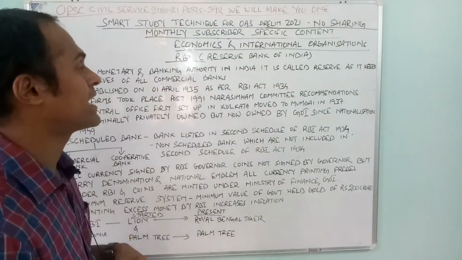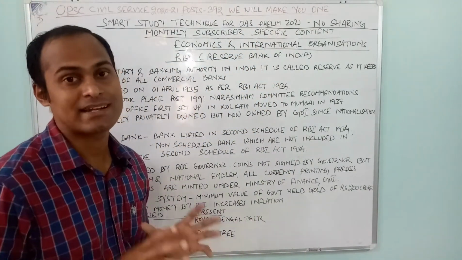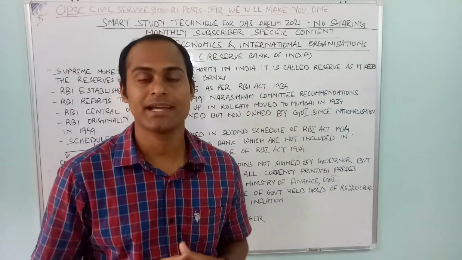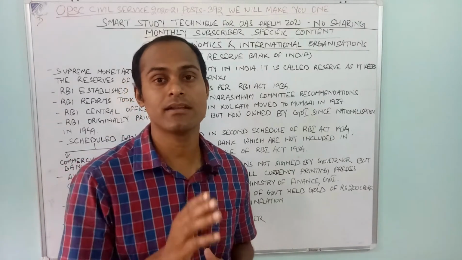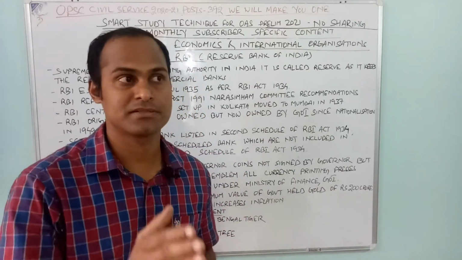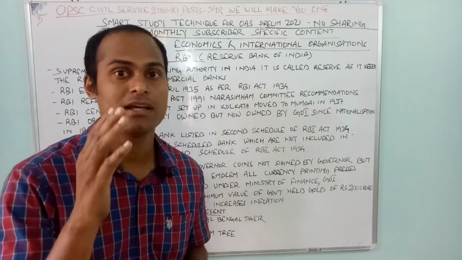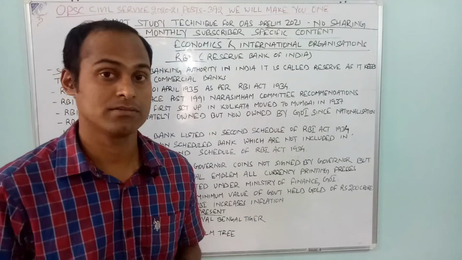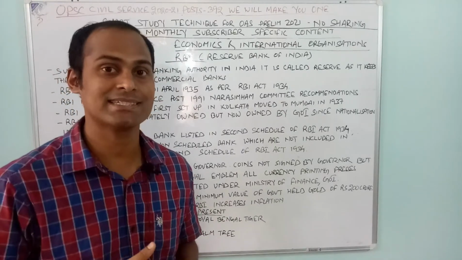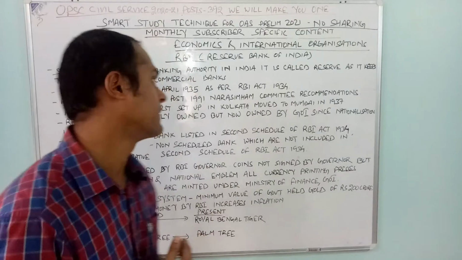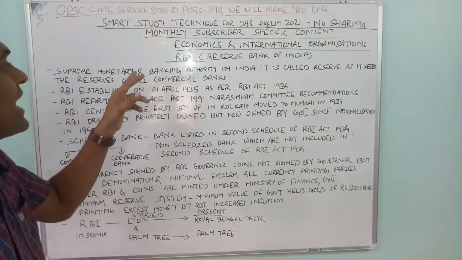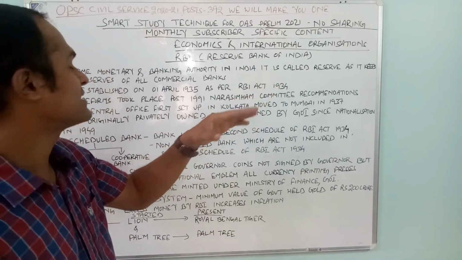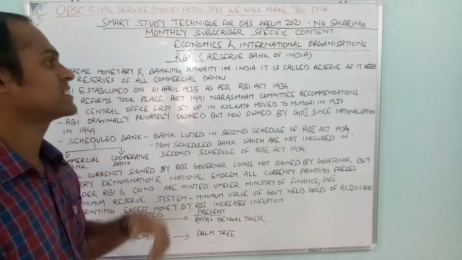See, what is RBI? RBI is called the Reserve Bank of India. RBI is the central bank, the Central Bank of India. Many countries have a central bank, and just like other countries, India has RBI, the Reserve Bank of India. It is the Supreme Monetary and Banking Authority in India, and it is called Reserve as it keeps the reserves of all commercial banks.